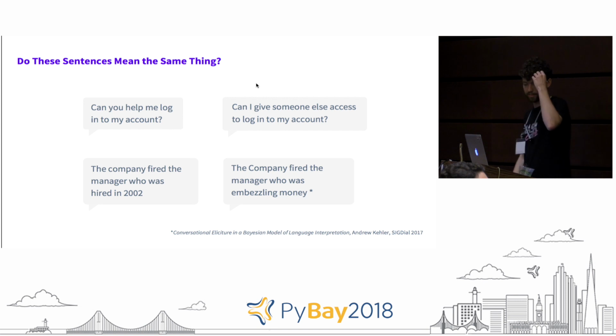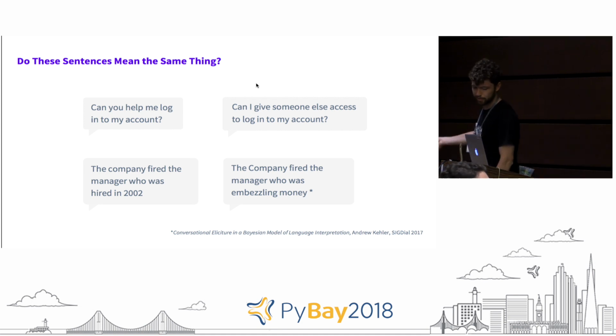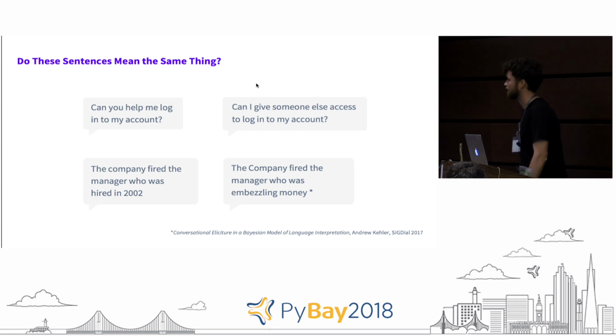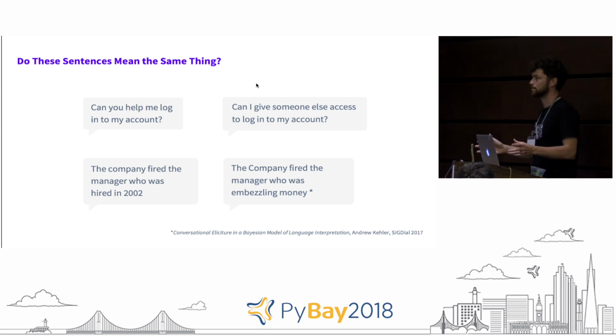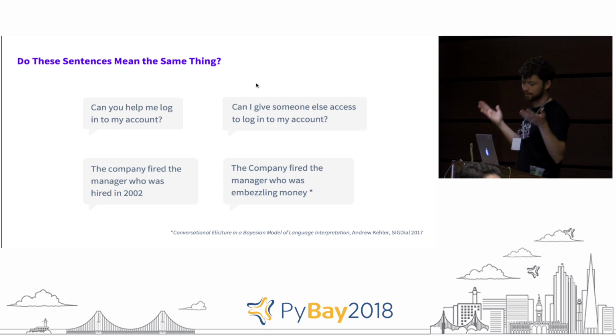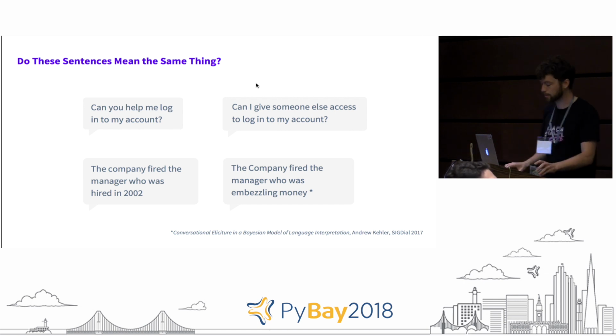And then the other one, this is a great example from Andrew Kaler's work, who's an academic somewhere in California. He has these two sentences, which I love. The company fired the manager who was hired in 2002, versus the company fired the manager who was embezzling money. And of course, those are very, very different sentences, right? The syntax is the same. They tell you roughly the same thing, that something happened. But if I tell you that the company fired the manager who was embezzling money, I'm assuming that you're going to infer that there's a connection between those two statements, and they're not just randomly juxtaposed. And we're very far away from building NLU systems that understand enough about the world to understand things like that. So anyway, NLU is very, very, very hard.